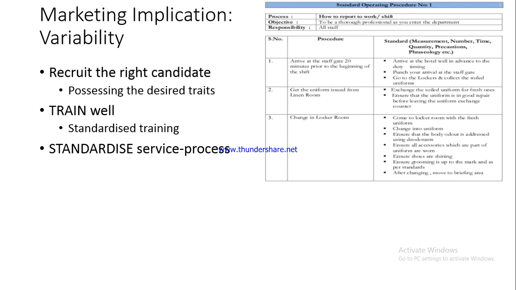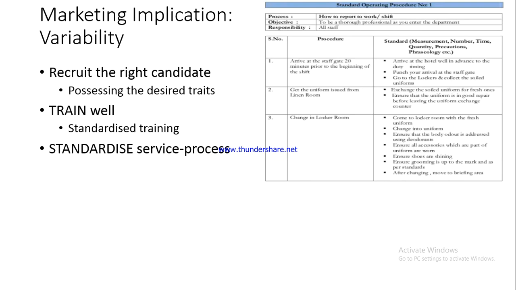Now what you can do is you can standardize the service process and you can say, for example, that every customer who comes in will have to be greeted with a namaste, good morning or good afternoon, and along with that the service provider, the waiter, will also have to smile. Now you have come up with a standardized service process for all the waiters.